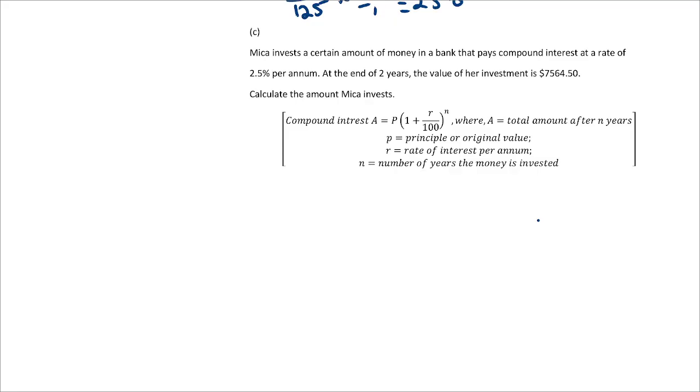Now, this question was so lovely because they gave you your formula and everything. Mika invests a certain amount of money. The amount invested is also always known as the principal, right? So we don't know the principal in the bank and pays a compound interest rate of 2.5% per annum. So the rate is 2.5. At the end of 2 years, the value of an investment is, so the amount is this. Calculate the amount Mika invests.